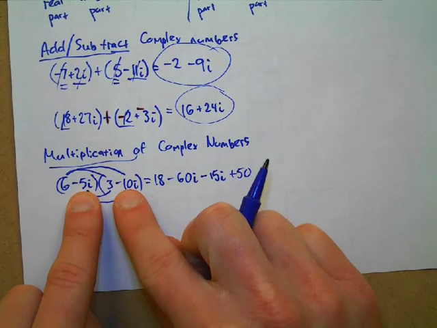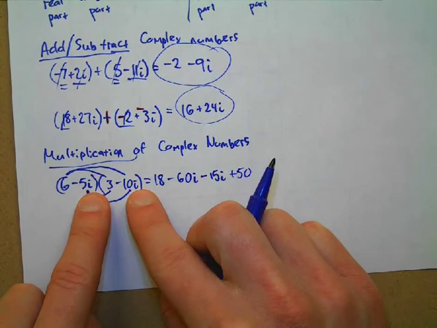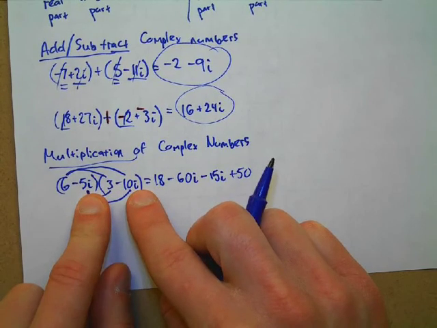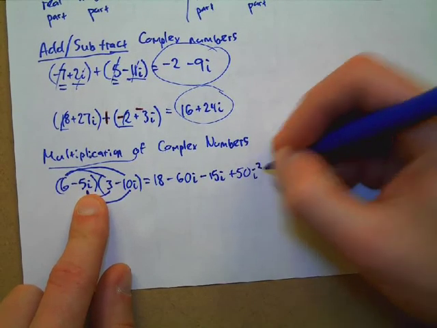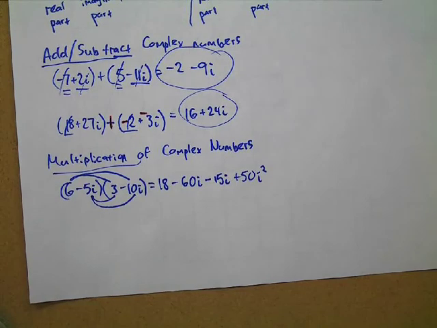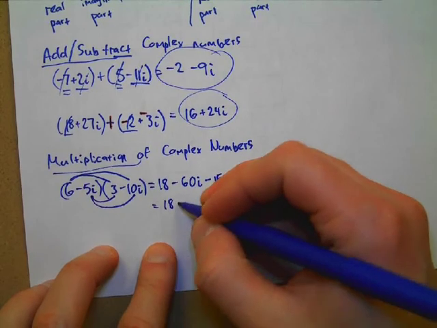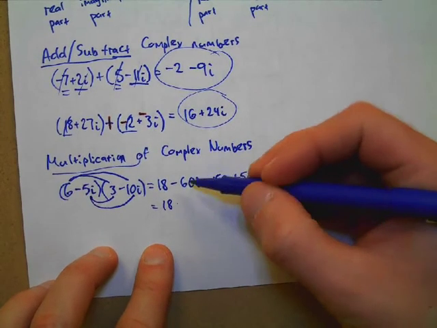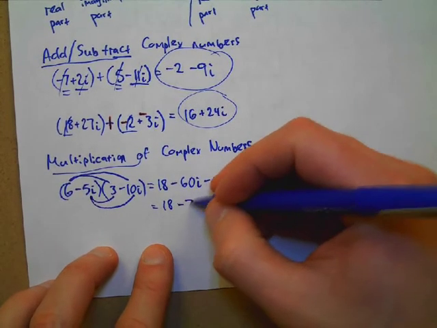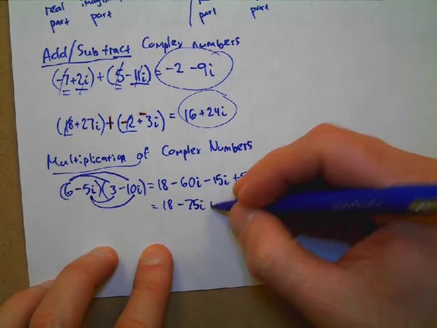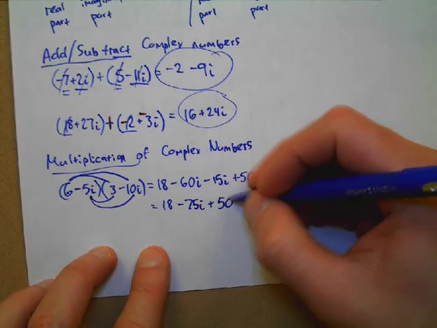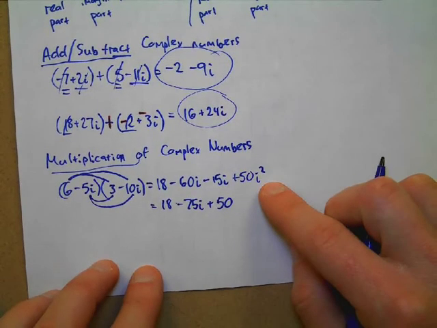What about i times i? What's i times i equal to? i squared. Yeah, exactly right. i squared. Now, we haven't talked about i squared yet. Let's go ahead and combine our like terms here. So negative 60 minus 15 is negative 75i. And then 50, and I'm going to hold off, i squared.